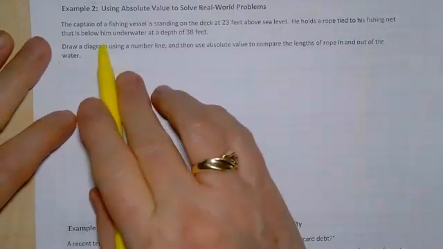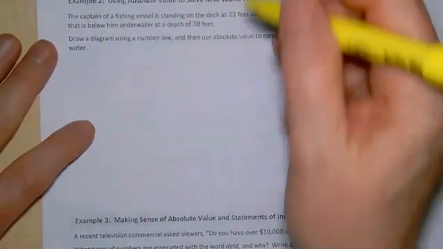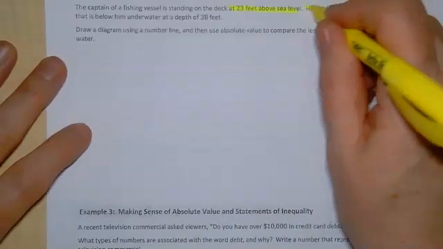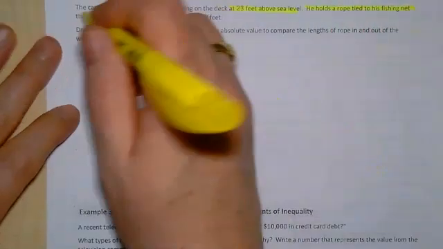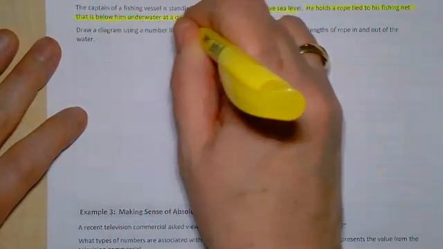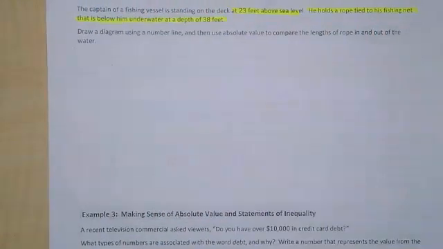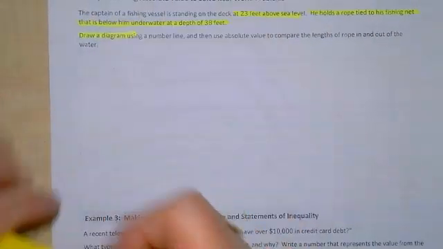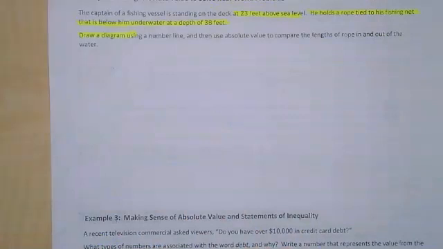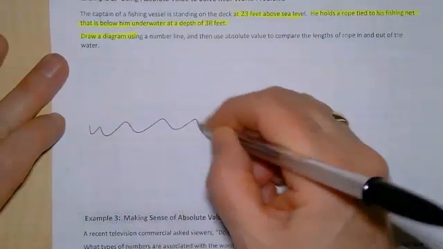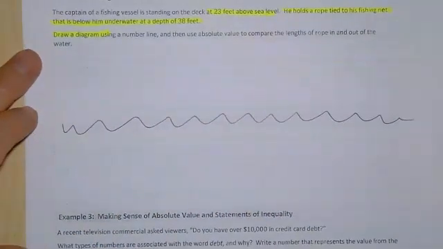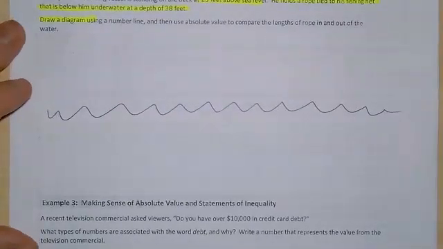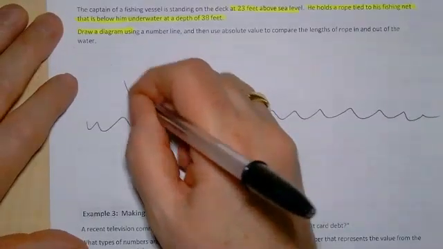A captain of a fishing vessel is standing on the deck at 23 feet above sea level. He holds a rope that's tied to his fishing net, and that fishing net is below him underwater at a depth of 38 feet. Draw a diagram. So I'm not going to use the number line. I'm going to draw the picture. So here is sea level. What number do I put at sea level? 0. Here's my ship.